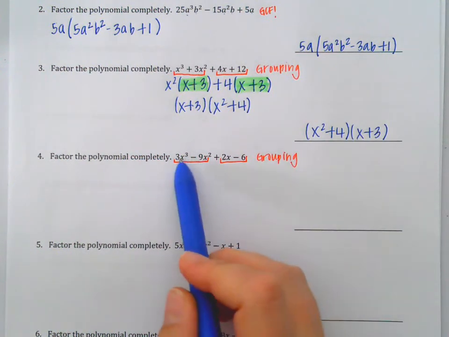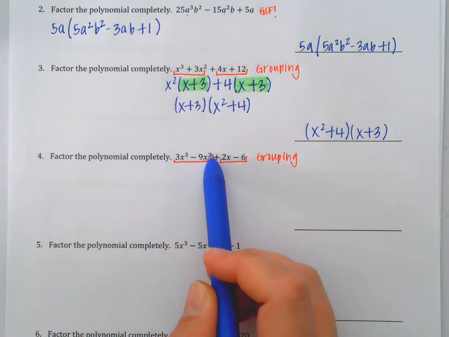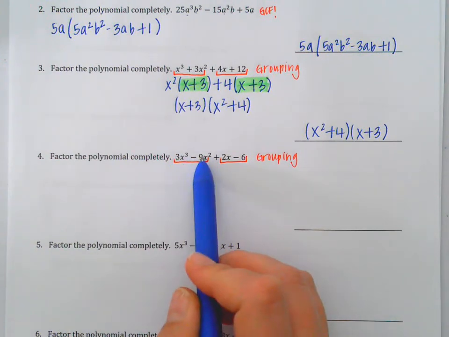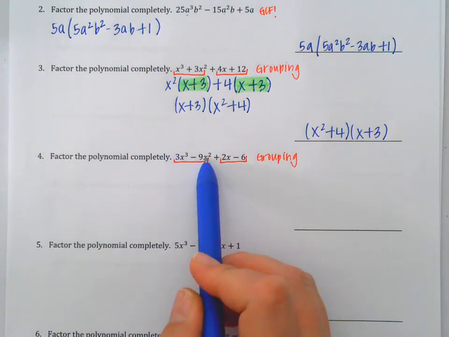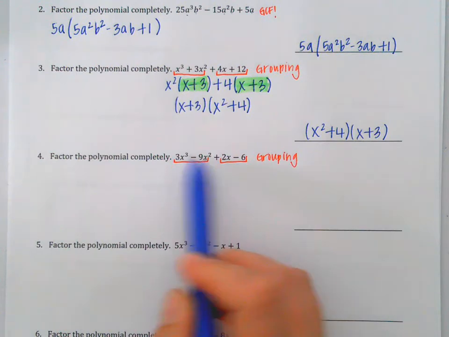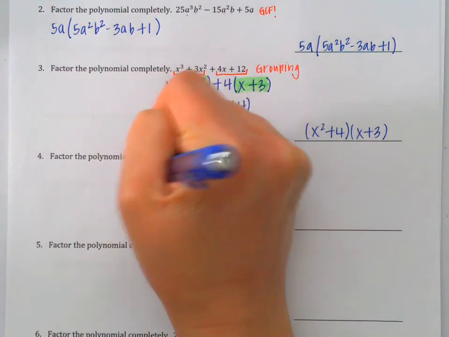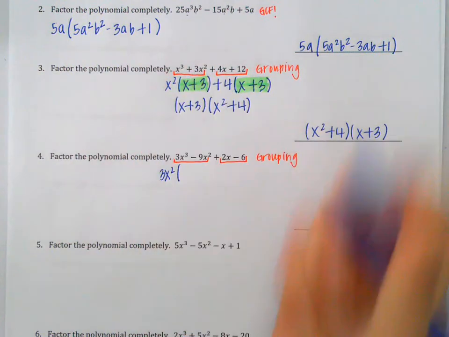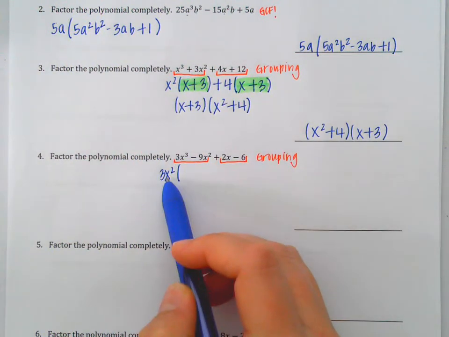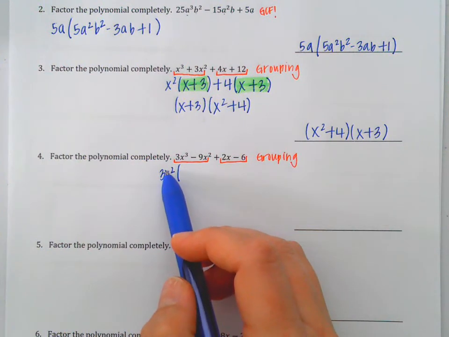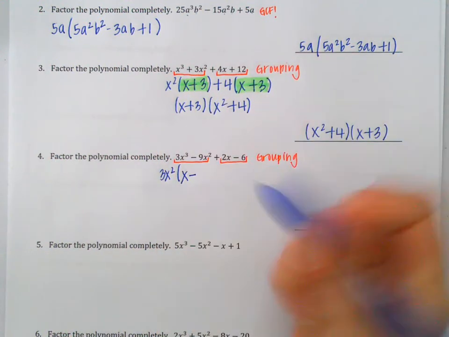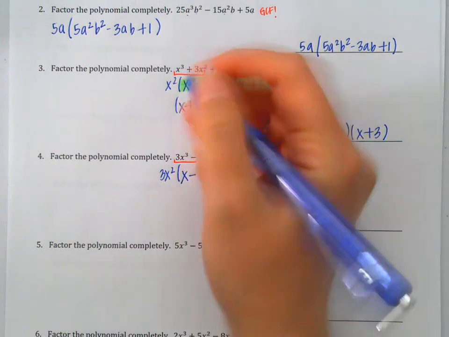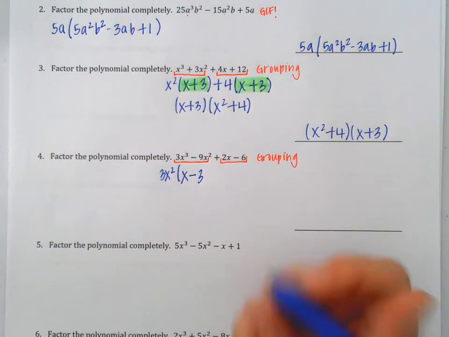Okay, so 3x cubed minus 9x squared. I first look at my number, 3 and 9. Does 3 go evenly into 9? And it does. And then they both have an x squared. So I can factor out a 3 and I can factor out x squared. So 3x cubed divided by 3x squared is going to be 3 divided by 3 is 1, and then x cubed divided by x squared is x. Minus, okay, 9 divided by 3 is 3, and x squared divided by x squared is 1.